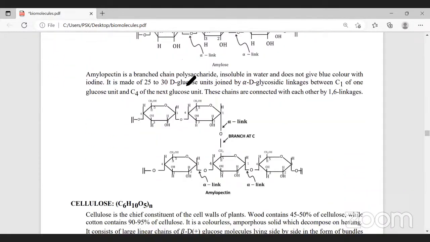Amylopectin is a branched chain polysaccharide, insoluble in water, and does not give blue color with iodine. It's made up of 15 to 30 D-glucose units joined by alpha-D glycosidic linkage between carbon 1 of one glucose unit and carbon 4 of the next glucose unit. These chains are connected with each other by 1,6 linkage.